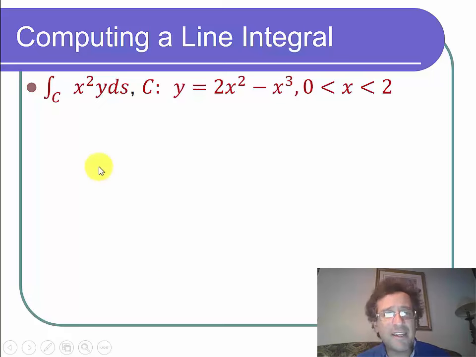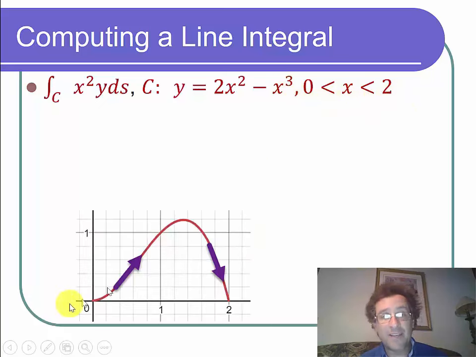So let's see if we can compute the line integral over the curve C of x squared y ds, where C is a curve defined by y equals 2x squared minus x cubed. x goes from 0 to 2. So this curve looks like this. We're going to start at 0. We're going to end at 2. Kind of goes up and down.